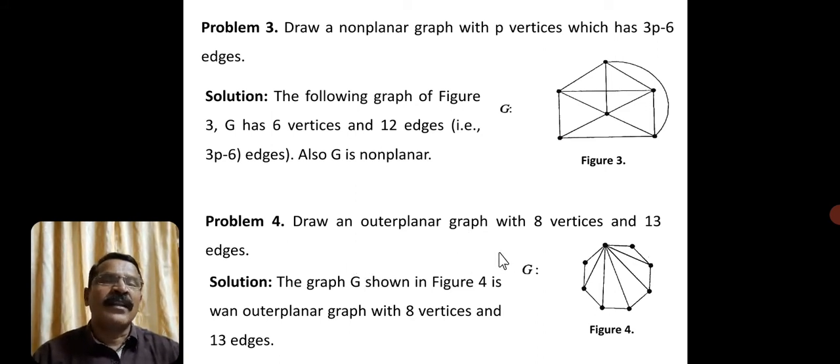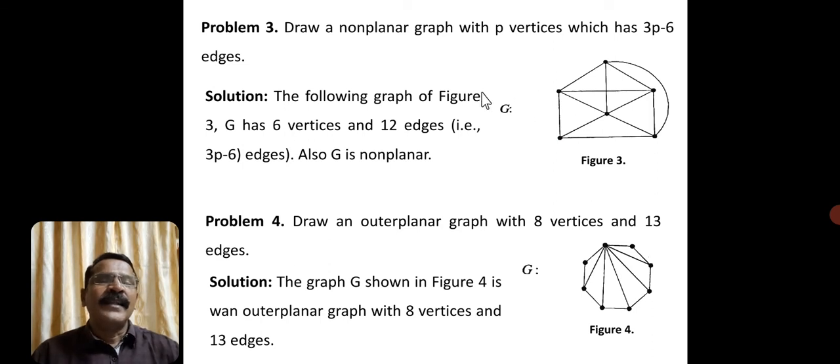Now let me consider another example. Draw an outer planar graph with 8 vertices and 13 edges, not 23, 13 edges. First of all, in your mind, if you consider an outer planar graph, what you should get? All vertices must lie on the boundary of the exterior region. It implies you must consider all vertices on the boundary of the exterior region. It implies it is a cycle with 8 vertices, like that. Okay, so that you should get in your mind.